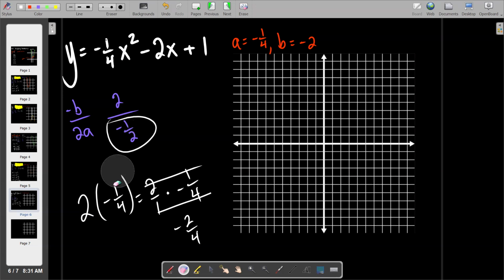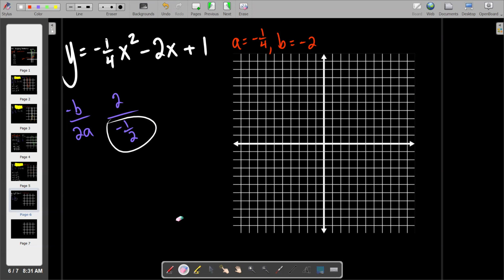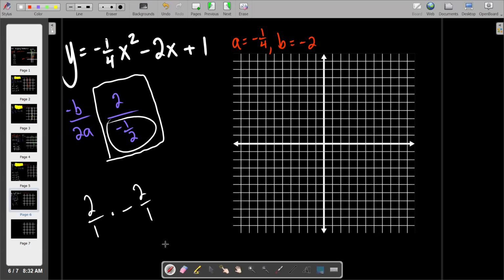And then there's a little bit more basic skills, nightmarish stuff to come. How do you do 2 divided by a fraction? You copy dot flop. So this, I called it multiplication, but it's really division. But it becomes multiplication. It's really 2 over 1 times negative 2 over 1. And what's that? Nope. Negative 4.